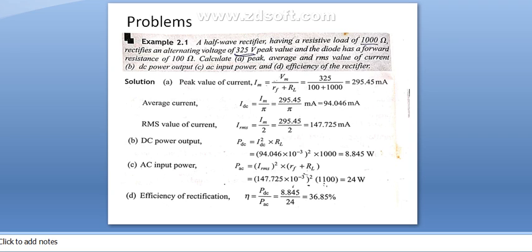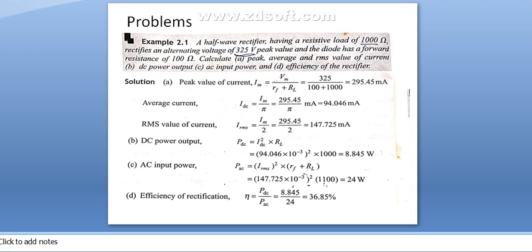So how to calculate the AC input power? Here PAC equal to IRMS square into RL, so IRMS square into RF plus RL. Here the diode forward resistance is 100 ohms. So substitute IRMS, RF and RL values.